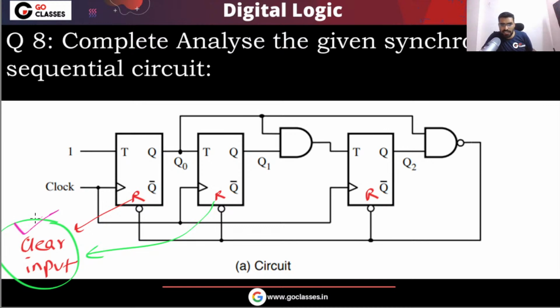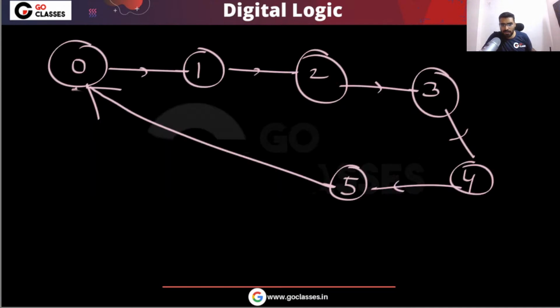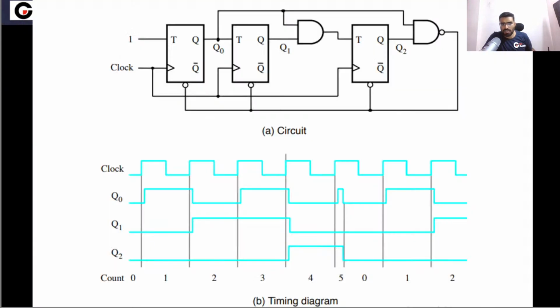So take care when there are clear inputs. Yes or no? You should take care. Remember, this we do when we have an unwanted signal. For the unwanted input, we put this and we do the clear. So take care about this clear input. Is this point clear to everyone?